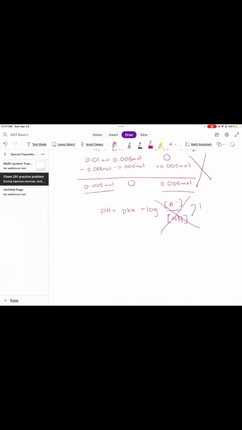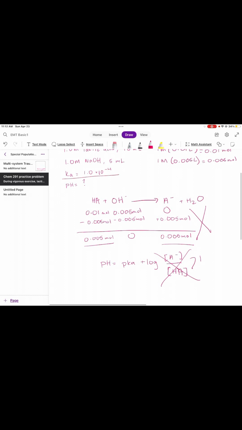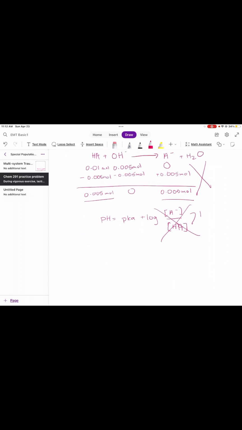So to solve for our pKa, we can look at our Ka here. And we know that pKa is equal to the negative log of the Ka. So since our Ka was equal to 1 times 10 to the negative 4, our pKa is going to be equal to 4. So our pH will equal our pKa. So our pH is 4.